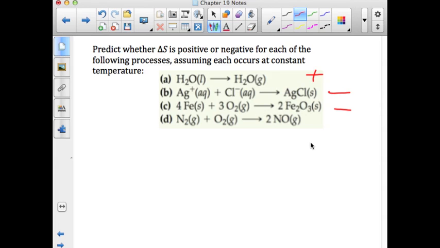And the last one, both of them are gases on both sides, and I have 2 moles of gas on the left and 2 moles of gas on the right. So technically here, we're going to be pretty close to 0. It'd be about 0 or equal.